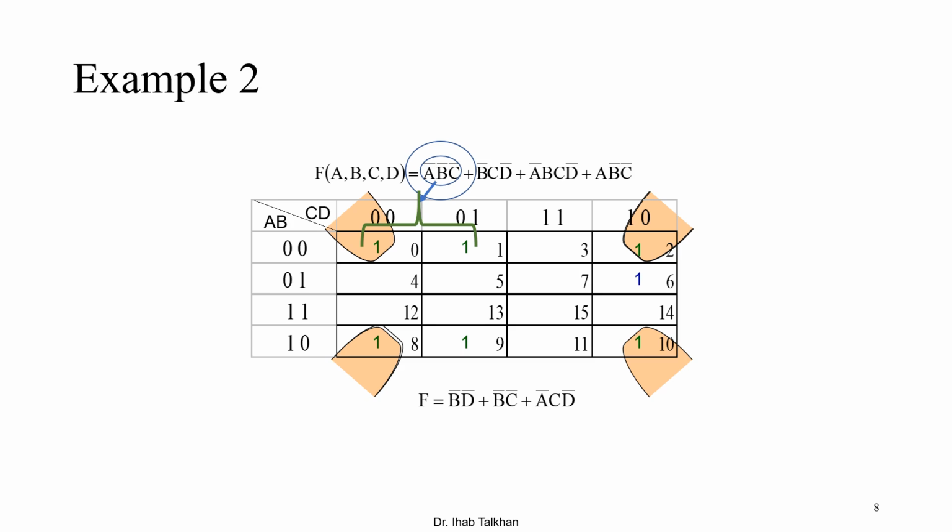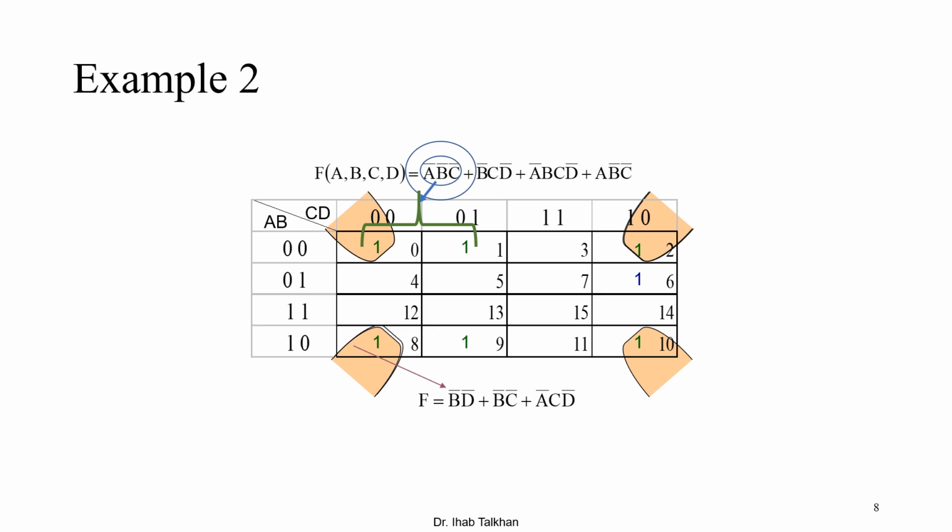And as you can see, A is changing value, so A is out. You have B equal to 0, which means that you have B bar. You have C changing value, which means that C is out. And you have D equals 0, which means that you have D bar. So the value for this group will be B bar D bar.